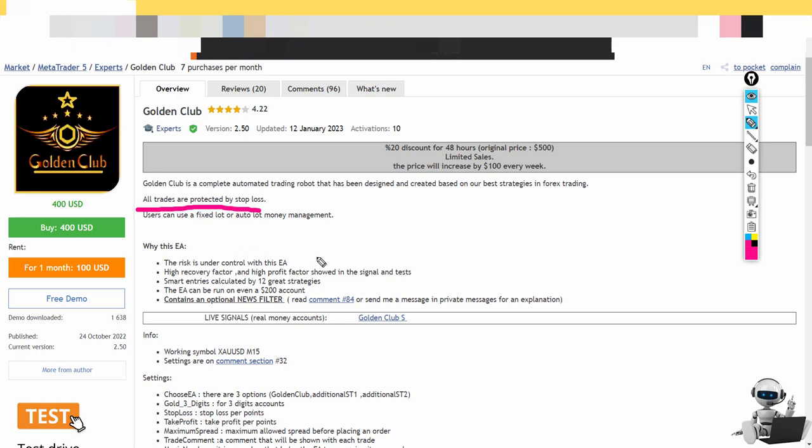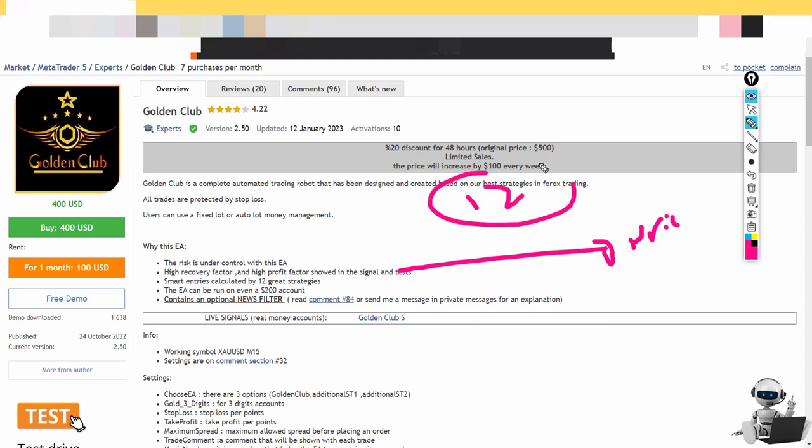Why this EA? He is asking this question. The risk is under control and there is a high recovery factor. Why is this high recovery? Because it uses semi-grid, as I said. That's why the recovery factor is high. And we also have smart entry calculated by a 20-grid strategy. So whenever the price is opened at a certain price, it says based on 12 strategies, this price will be the best possible one. The EA can run even on $200, which is very important.